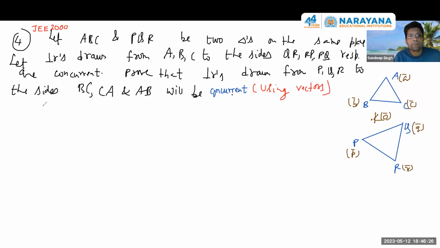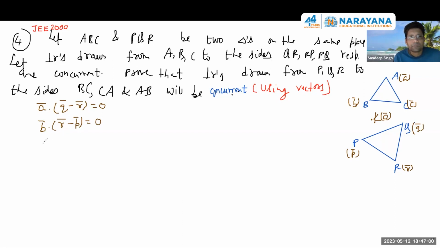So what does it convey? That A dot (Q minus R, or R minus Q) is 0. That is the first relation, which is what I am writing over here. Are you following this? Then B to RP, all are concurrent. That means the KB vector and the RP vector are perpendicular. So B dot (R minus P) is 0. Are you following this, everyone?